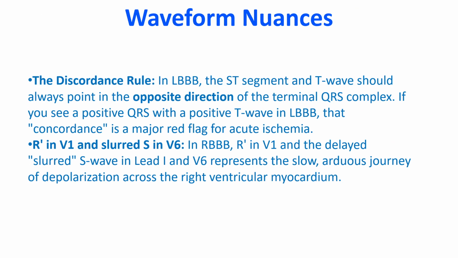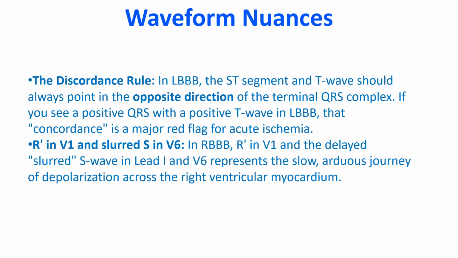In LBBB, the ST segment and T wave should always point in the opposite direction of the terminal QRS complex. If you see a positive QRS with a positive T wave in LBBB, that concordance is a major red flag for acute ischemia. R prime in V1 and slurred S in V6.